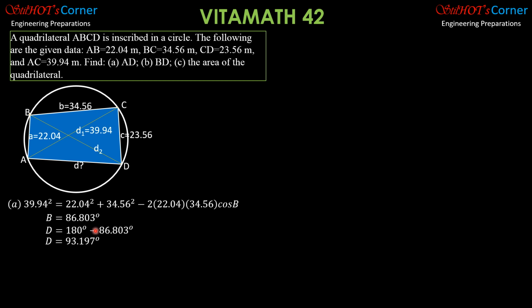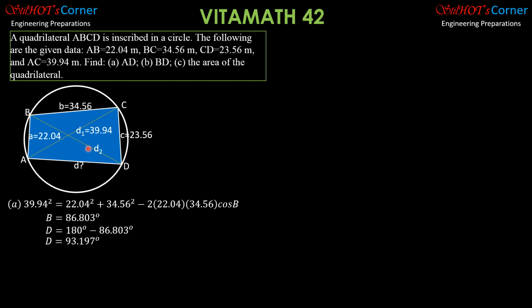angle D is equal to 93.197 degrees. Then in triangle ACD, we apply cosine law again with D as the unknown, and the equation will be a quadratic equation. Then we apply the quadratic formula, or we just make use of a calculator which is capable of solving the roots of a quadratic equation.